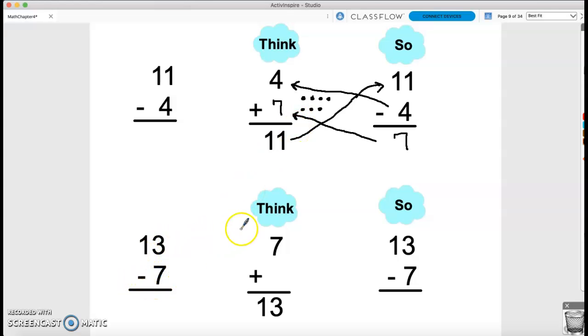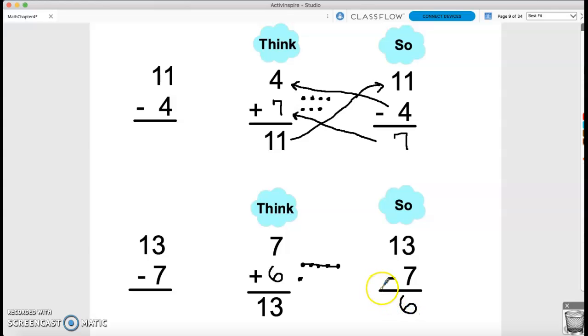So let's look at this one. 13 minus 7. So I'm going to think 7 plus something equals 13. So I'm going to start at 7 and I'm going to draw my dots. I'm going to say 7 and count up. 7, 8, 9, 10, 11, 12, and 13. So if I look down here, I have a set of 5 right here and one more, which is 6. So 7 plus 6 is 13. So 13 minus 7 equals 6.